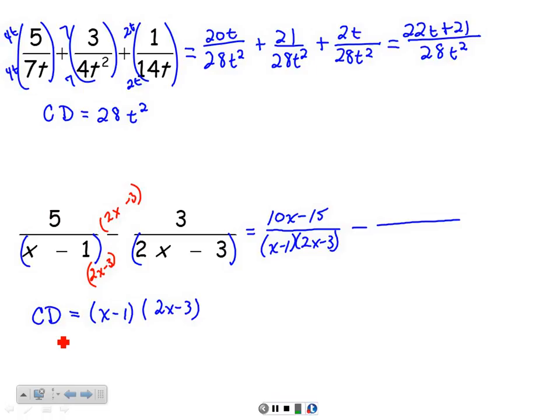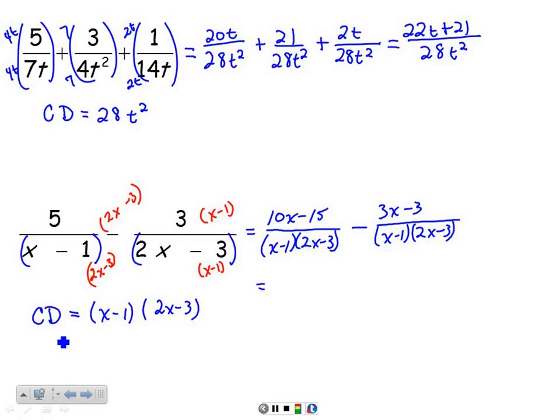Alright, the problem on the right, I need to multiply top and bottom by what's missing, which is the x minus 1, in order to make it look like the common denominator. So on top, we're going to go ahead and distribute so that we can combine in a minute. And on bottom, we're just going to leave it as x minus 1 and 2x minus 3.